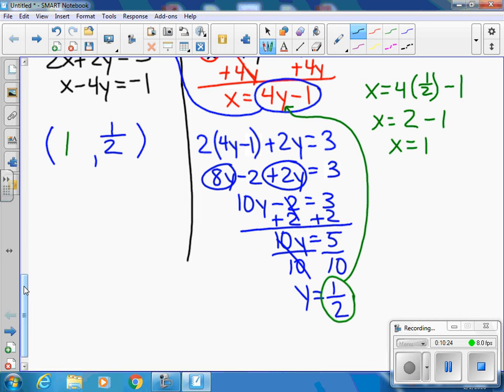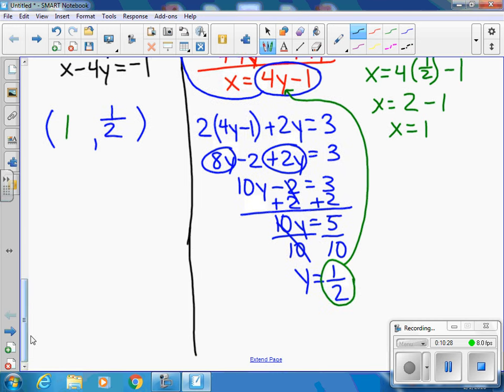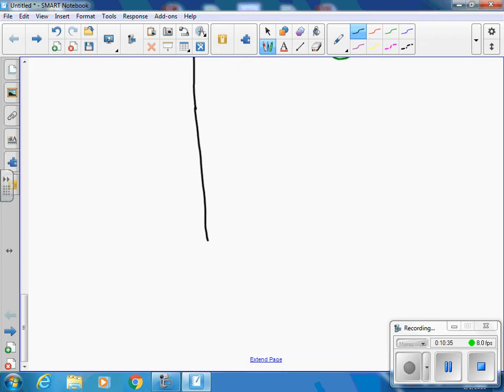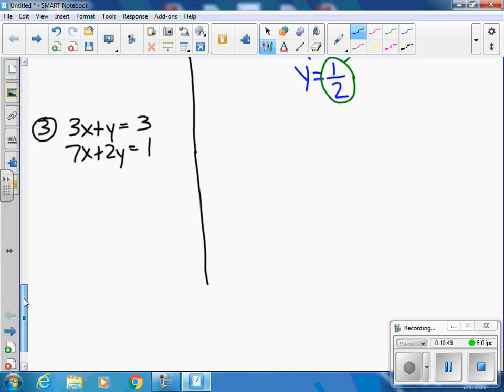Okay, so that's what we're doing: we're substituting into equations in different ways to make the ordered pair happen that otherwise would be a lot harder to find through the graphing method. Right, so for the next one, we're going to take 3x plus y equals 3 and 7x plus 2y equals 1. Okay, and you'll notice that the only thing that has a coefficient of a positive 1 is the first one.